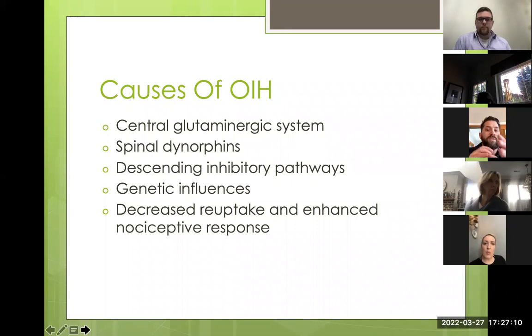So there are some different theories of what causes opiate-induced hyperalgesia. The main one is a central glutamatergic system. And then you have the spinal dynorphins, which is kind of like the body reacting against itself. The descending inhibitory pathways can actually increase opiate-induced hyperalgesia. You're also going to have some genetic influences, and that's going to be your second most common cause of it.